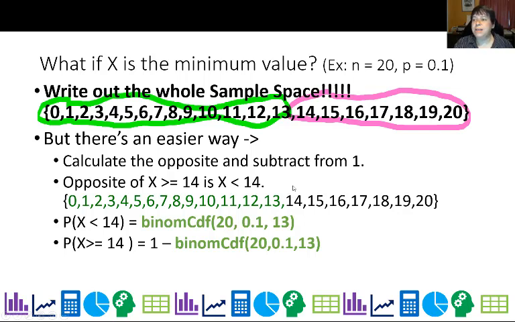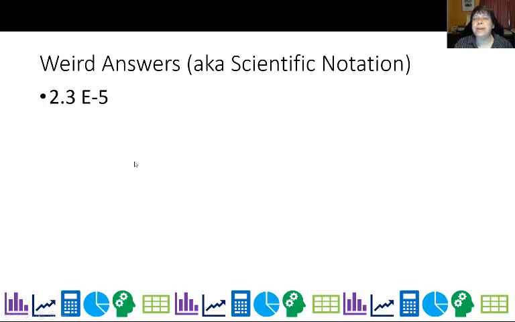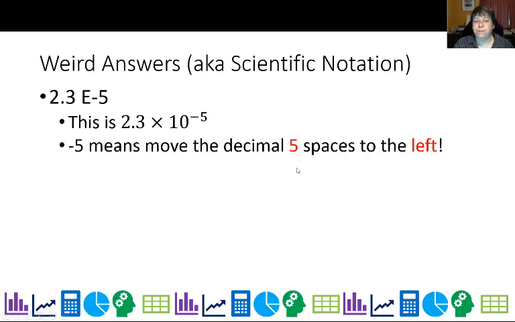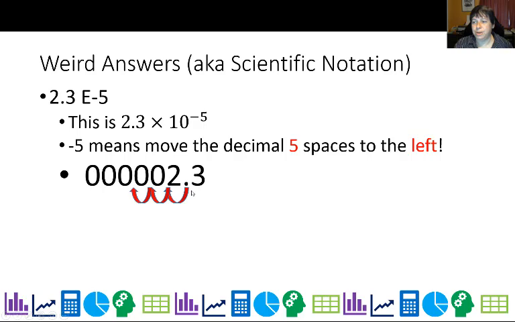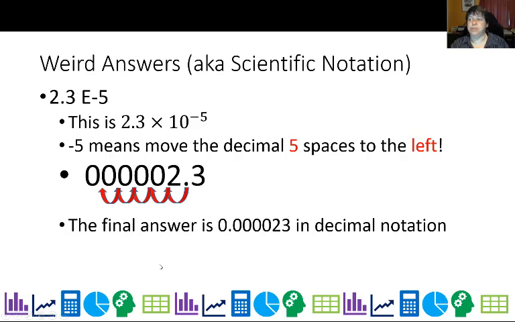Okay? One last thing on probabilities. Sometimes you get some weird answers, and I just want to make sure you're comfortable with scientific notation. If you get something that looks like this, or it might be E minus 5, that's the same as 2.3 times 10 to the minus 5. Minus 5 means move the decimal 5 spaces to the left. So in this case, I write out 2.3, and then I go 1, 2, 3, 4, 5. That's where the decimal goes. So the final answer is 0.000023 in decimal notation.